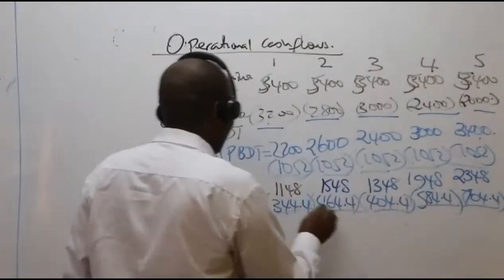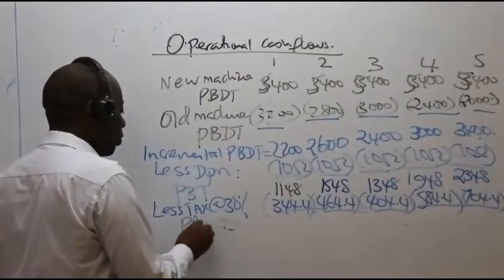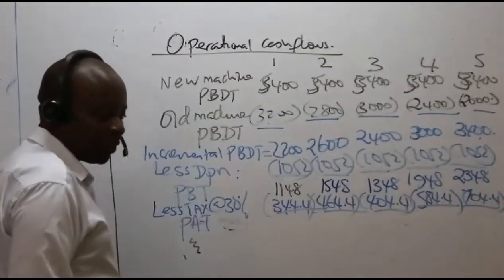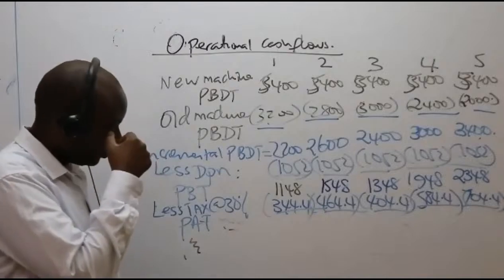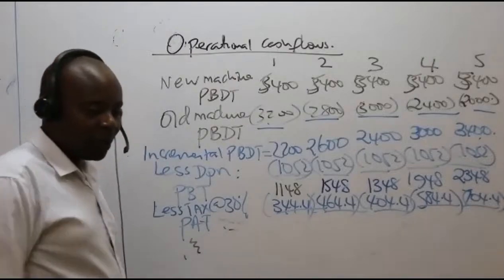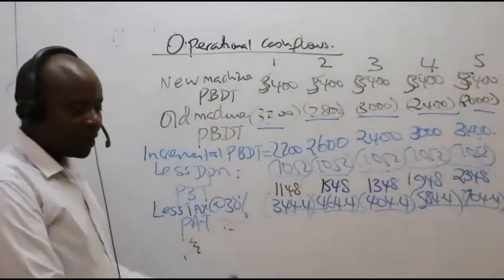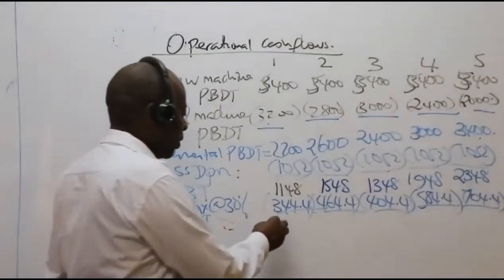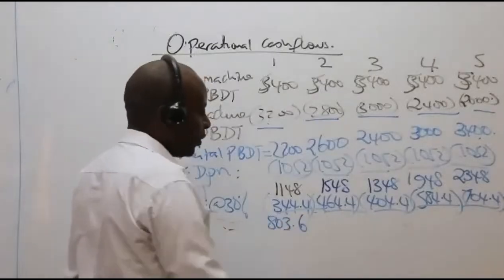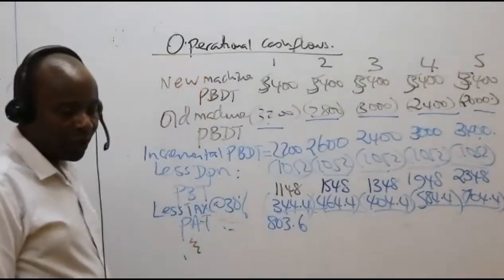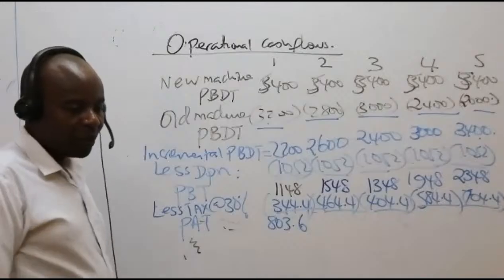When you subtract like that, now you should be able to give us what we call profit after taxation. So this one here I'm told is 803.6. Thank you very much. Go to the second one.